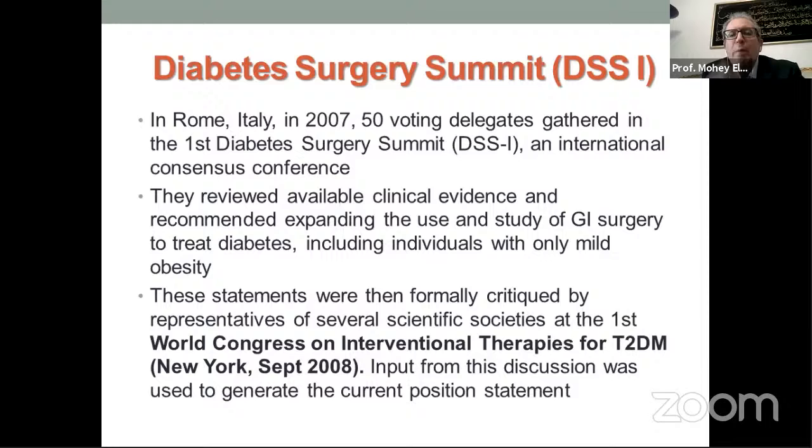This document was based on extensive worldwide work that started in Rome, Italy, in 2007 with Diabetes Surgery Summit 1. It was an international consensus conference. They reviewed all the clinical evidence and research studies, and they came out with a document that was discussed, analyzed, and critiqued in the First World Congress on Interventional Therapies for Type 2 diabetes mellitus that was held in New York, September 2008.